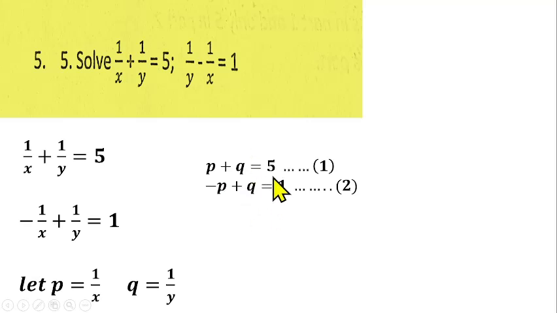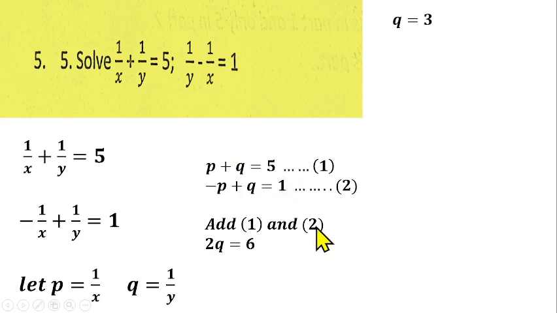When we know our p and q, we can go back and find our x and y. So how do we solve these two equations simultaneously? We can see that the coefficients of p are equal and opposite, so we can add these two equations to eliminate p. If you add equation 1 and equation 2, p plus minus p gives us 0, q plus q gives us 2q, then 5 plus 1 gives us 6. Divide both sides by 2, so q is equal to 3.